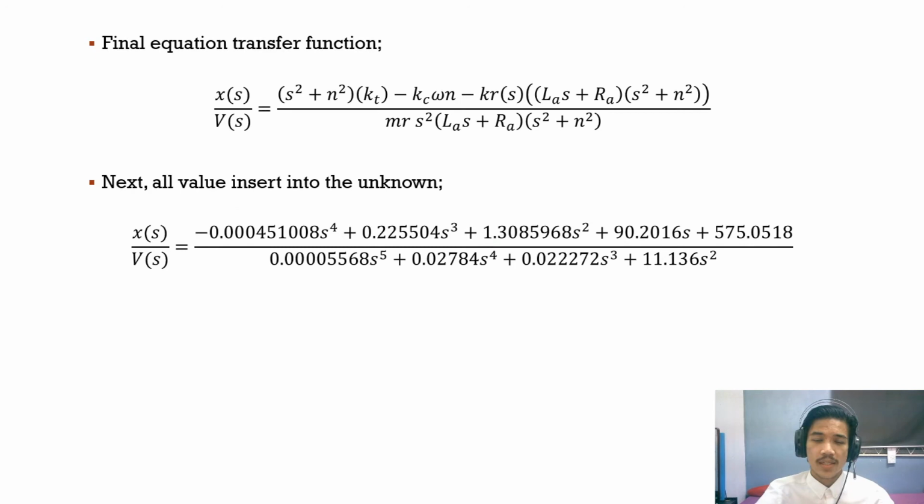As you can see from the equation above, that is the final equation of the transfer function after we Laplace transform it. After that, we insert values for the unknowns, taken from the journal that we searched on the internet. After we insert them, we calculate it manually, and then we get the final transfer function.